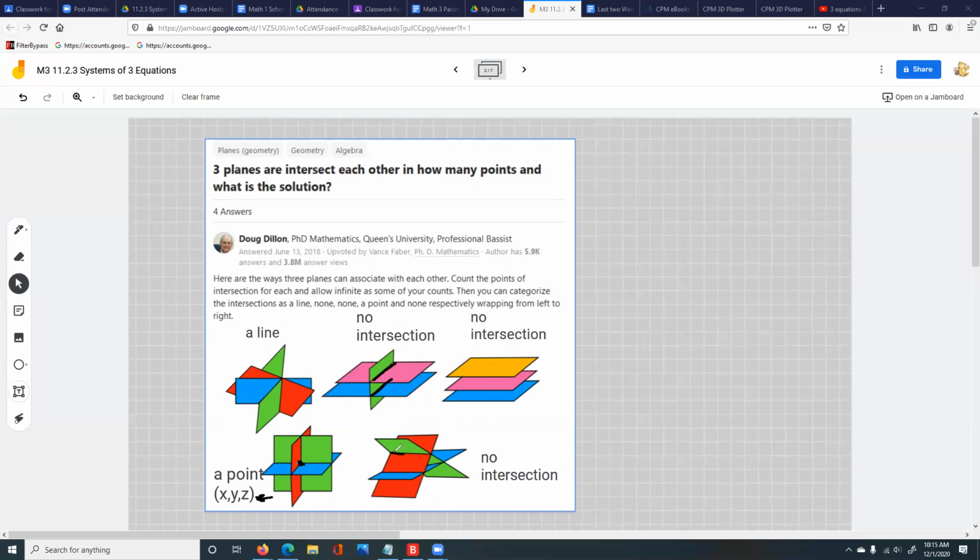The green and the red intersect here. The blue and the green intersect here. And then the blue and the red intersect here, but there's no one intersection for all three. So we say this has no intersection. This has no intersection. These have no intersection, but these two have an intersection.